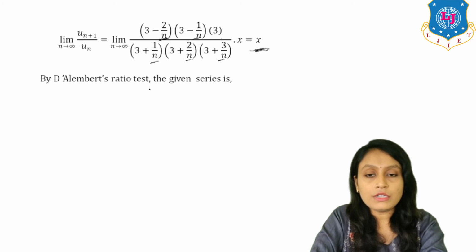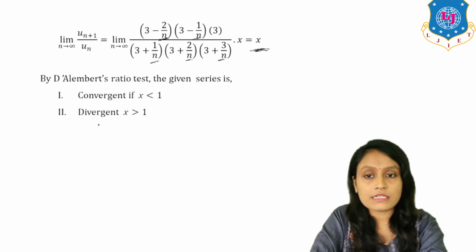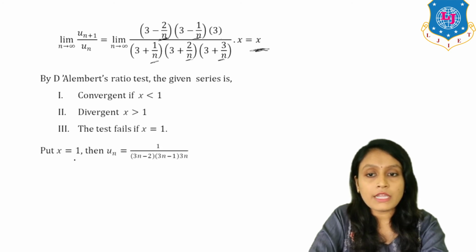So by ratio test we can say that the given series is convergent if x is less than 1. It is divergent if x is greater than 1, and the test fails for x equal to 1. Okay, so now we will check for x equal to 1. So put x equal to 1 in un. So you will get un as 1 upon (3n minus 2)(3n minus 1)(3n).